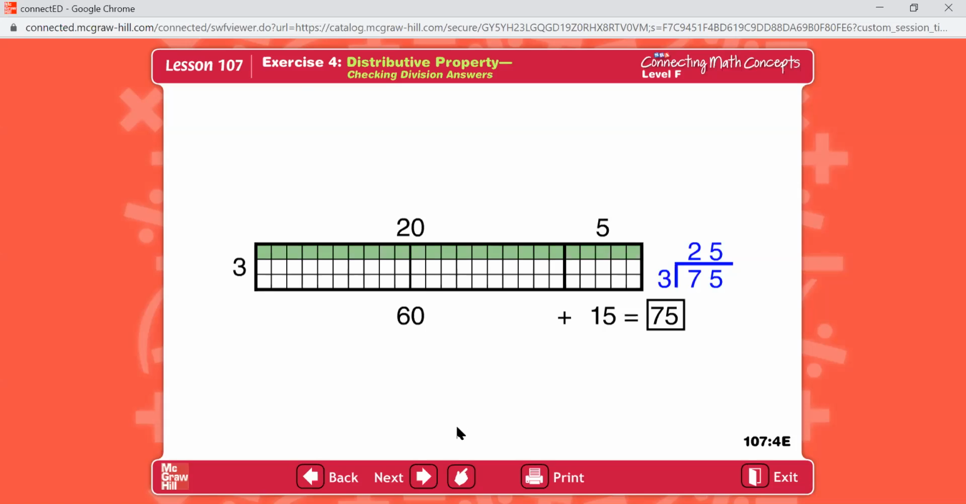The multiplication problem for the tens is 5 times 30. 5 times 30 equals 150. Write the answer below that part.